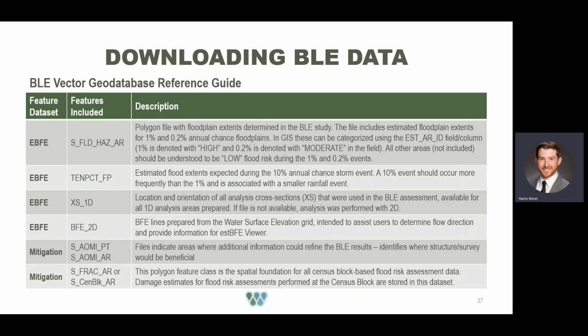The mitigation feature dataset contains three feature classes. S_AOMI_PT and S_AOMI_AR indicate areas where additional information could refine the BLE results. The S_FRAC_AR or S_census_block_AR feature class is the spatial foundation for all census block based flood risk assessment data. Damage estimates for flood risk assessments performed at the census block are stored in this dataset.